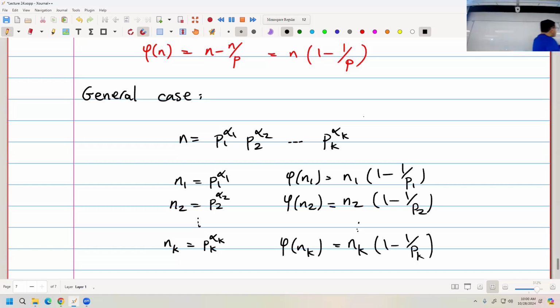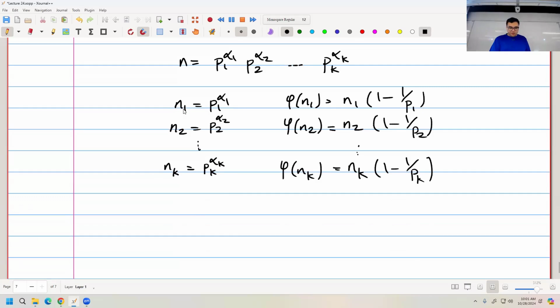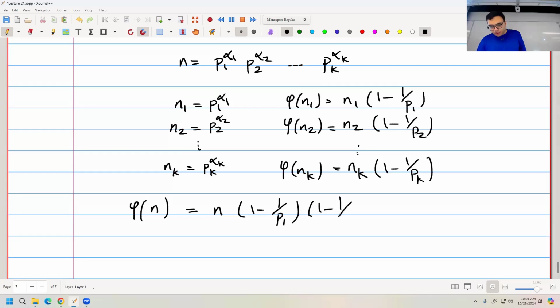But here's the thing. All of these numbers are relatively prime to each other. Any pair of them are relatively prime. Because I have different prime numbers here, right? So P1, P2 to Pk are not the same. So if I take the phi of the product of N1 to Nk, that's just the product of the phis. So phi of N1 times N2 times Nk, which is just N, is going to be the product of the phis. But that's just N1 times N2 all the way to Nk, which is N, times 1 minus 1 over P1, 1 minus 1 over P2, so on to 1 minus 1 over Pk.